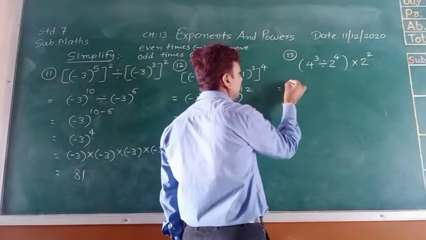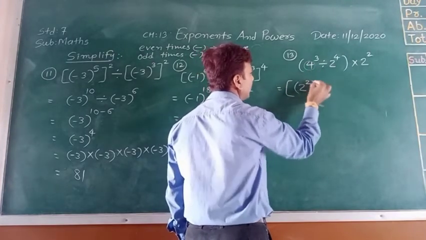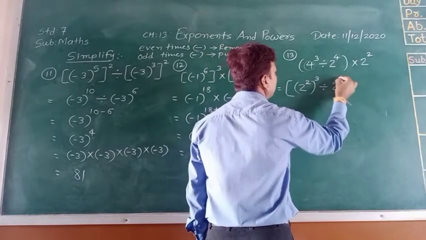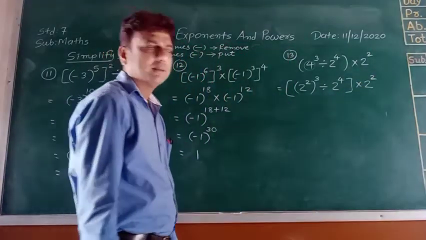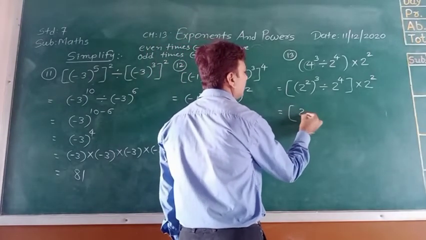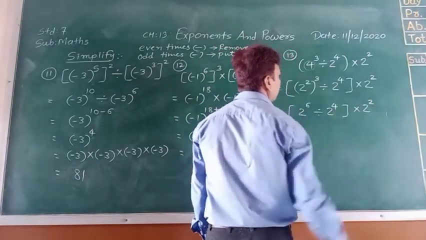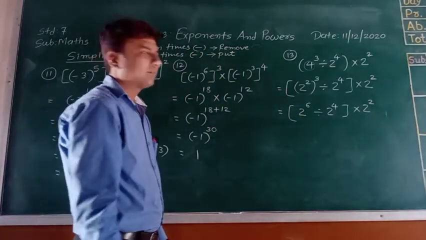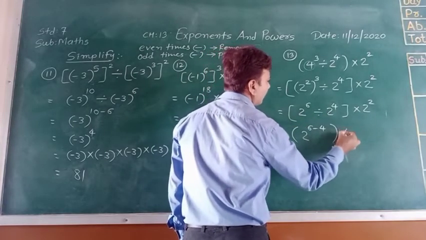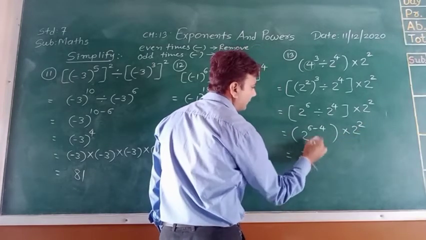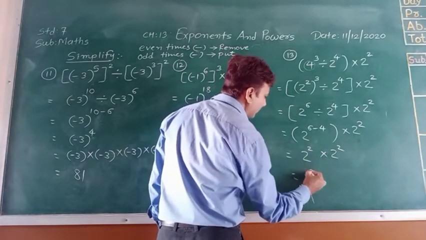Here 4 is even. In place of 4, we can write 2 squared. Now this 3 to the 6 divided by 2 to the 4, multiplied by 2 squared. First we will simplify this bracket. Same base, division, subtraction of the powers: 6 minus 4. Then multiplied by 2 squared, same base multiplication, sum of their powers: 2 plus 2.